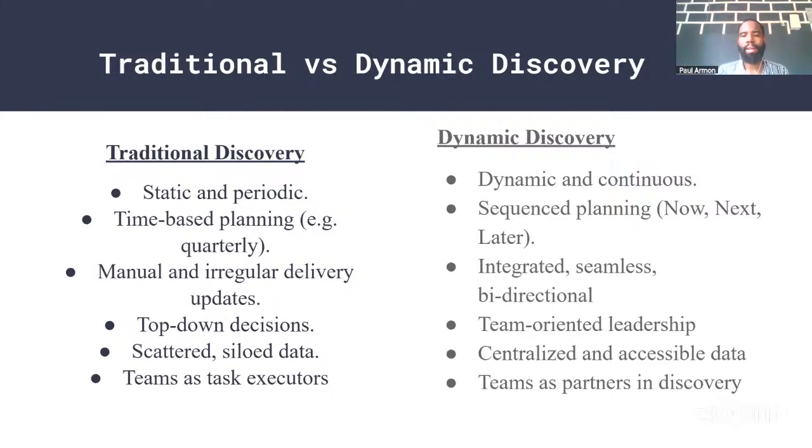So information comes from bottom level management to top level management. Team leadership, team-oriented leadership. So the product managers tend to enforce buy-in by everybody, right? Centralized and accessible data, team as partners in discovery. So it's a lot different. Instead of being a task executor, you are partnering with everybody to discover the product.